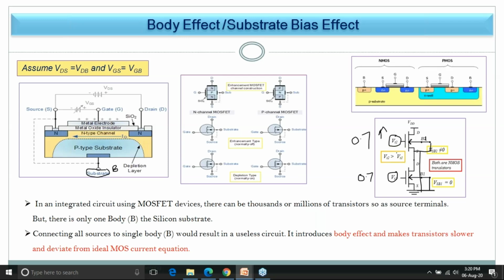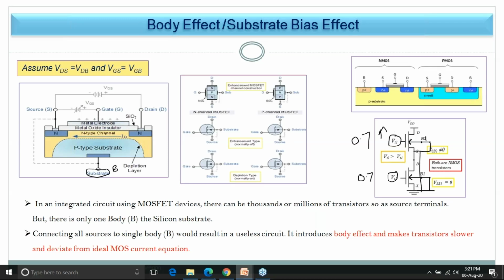This will turn on, but this will be off state only. And this effect is due to the body effect. Because of body effect, threshold voltage increases. Threshold voltage of transistor increases. As threshold voltage increases, meaning of that, you require more voltage to create an inversion layer.